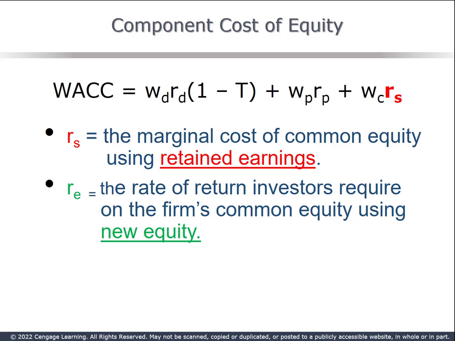And the last component, cost of capital, equity. Equity can come from two sources. rs is the cost of retained earnings. re is the cost of new equity.